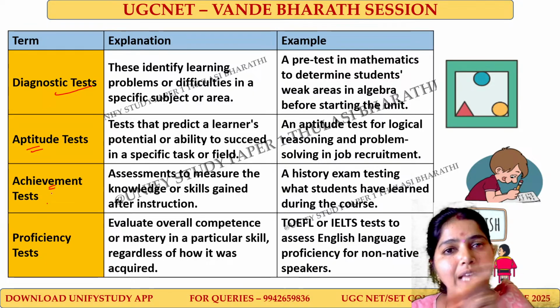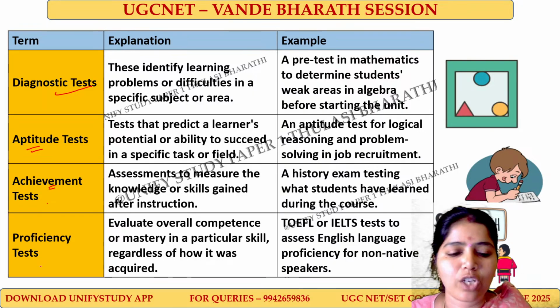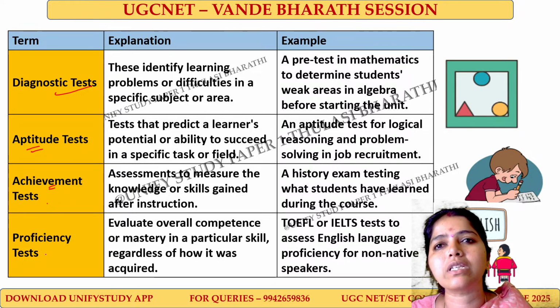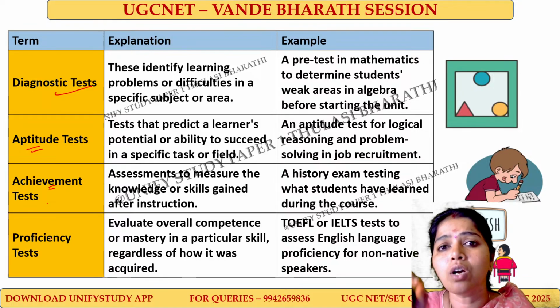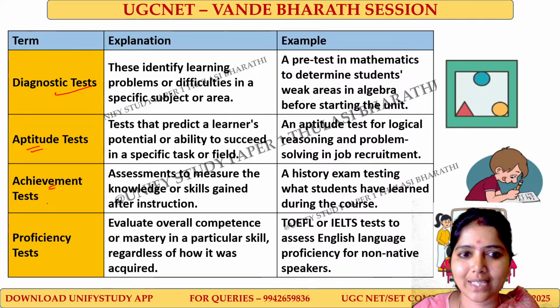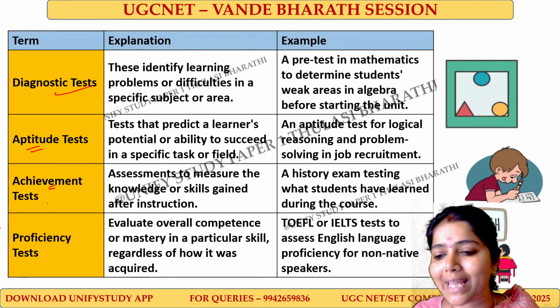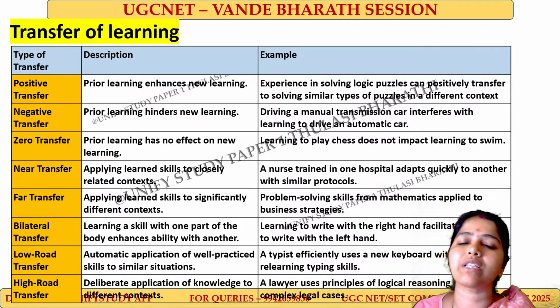Achievement test. After the end of that course, what he has achieved, that is the achievement test. Proficiency test: whether a person is a proficient English teacher, whether he is an expert in doing English. I understand. So showing the expertise, we call it proficiency test. And next we move to transfer of learning.